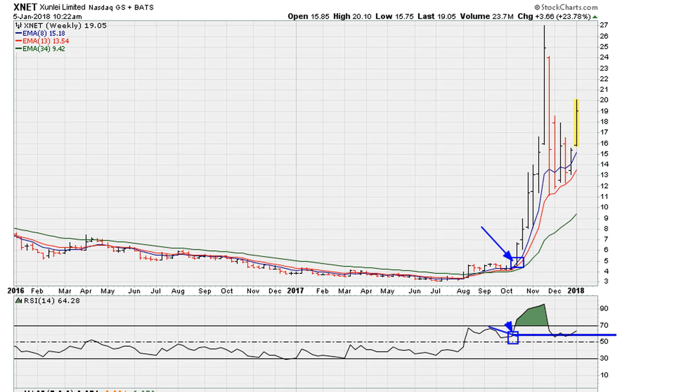Now you can see that the stock came back and tested this line with double bottom support that gave us the weekly closing low there and the weekly closing low there. That double bottom support has since been the catalyst for this recovery leg. So I call this principle the uniformity principle.